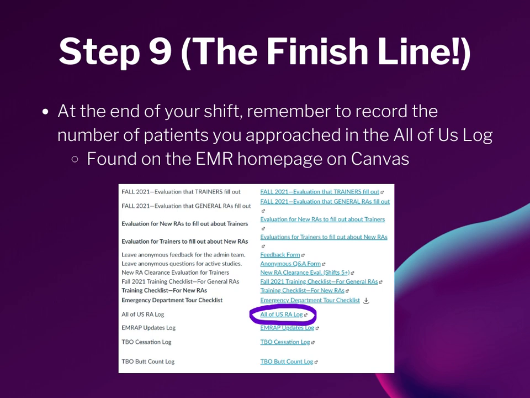It's not too scary once you get the hang of it. You just have to follow the steps and make sure you contact the All of Us team after you do enroll a patient.